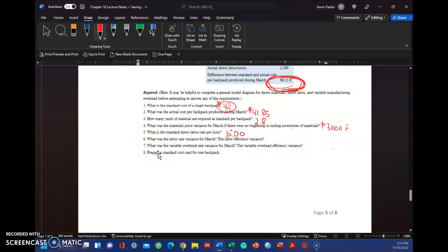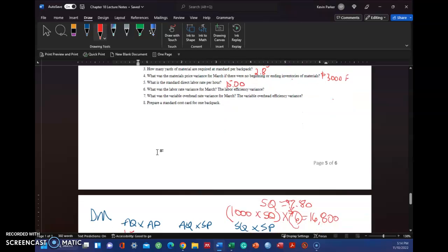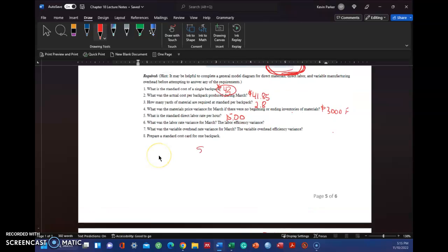And number 8, prepare a standard cost card for one backpack, which we will. The good news is, we've already calculated the standard cost per unit, or one backpack. We did that in number 1, which is pretty cool, right? But we didn't do it based on all the information that we now have. And now that we have all the information, we can calculate it with a standard cost card.